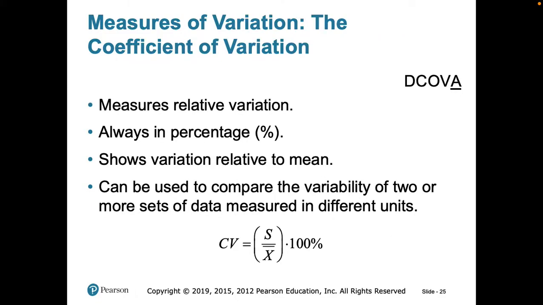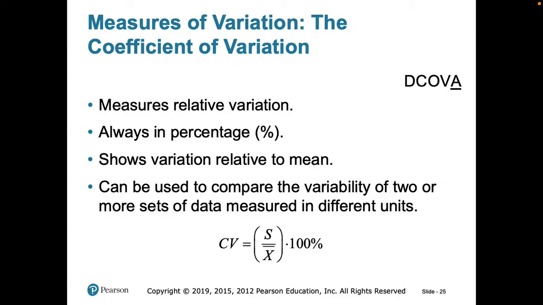What about those measures of variation? So now we know they're spread out, but how much spread out they are, and that's what we have those measures of variation. And the first one is the coefficient of variation. Basically, it measures relative variation.